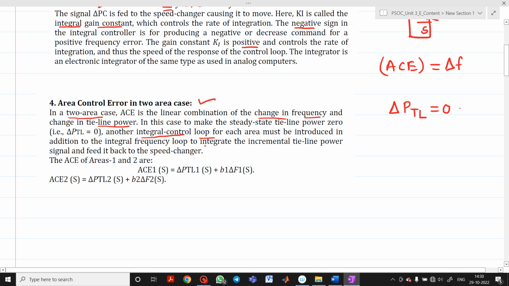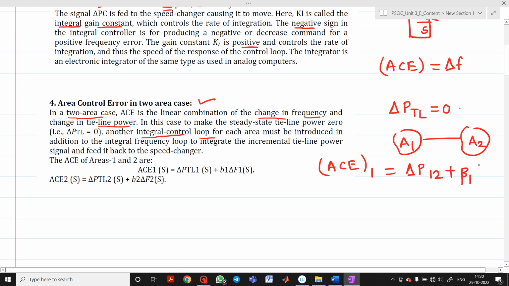So if I have two control areas in two area load frequency control, as we have already seen, this is your A1 and this is your A2. How can we write the area control error in area 1? It is nothing but delta P12 plus beta 1 into delta f1, where beta 1 is a constant which is called the area frequency bias.